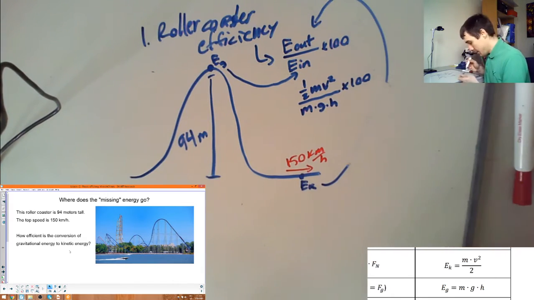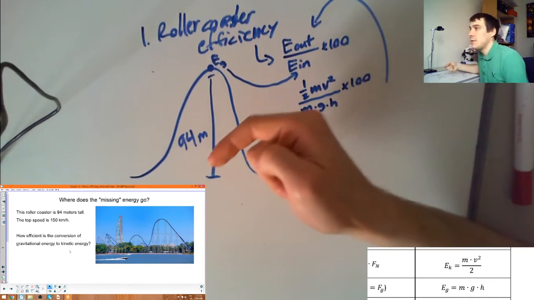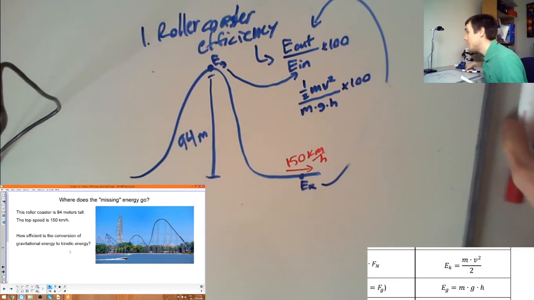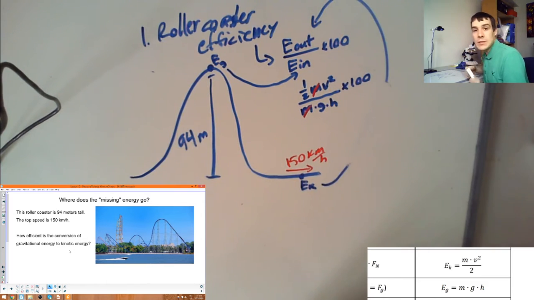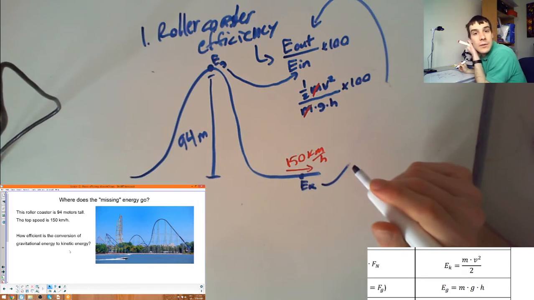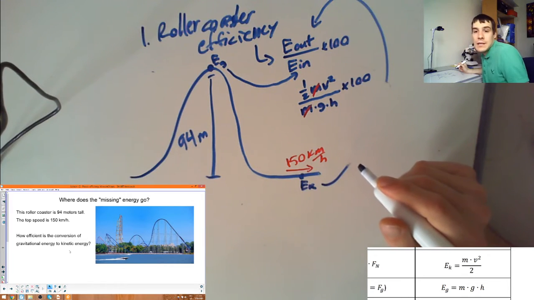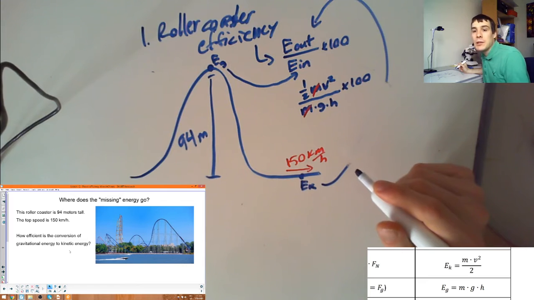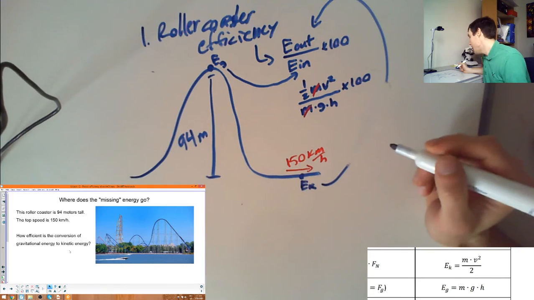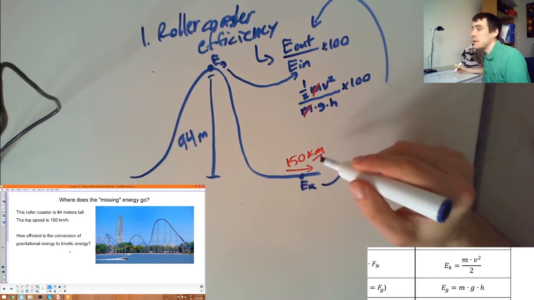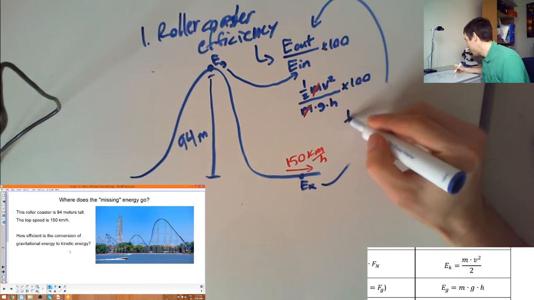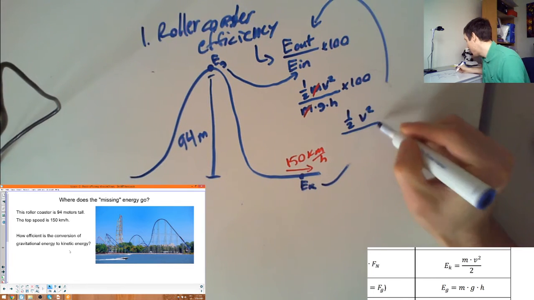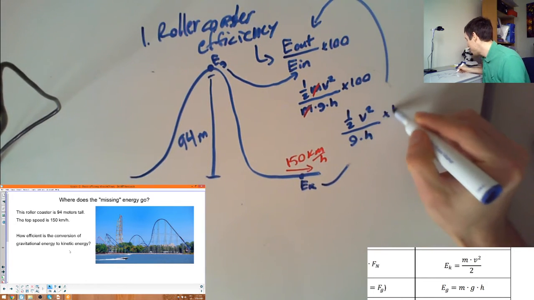I'm going to erase this here just so that we have a bit more room to work. Then magic happens. Notice that I didn't give you the mass of the roller coaster because you don't need it. Because there's mass on top and mass on the bottom, those reduce to 1. So you don't actually need to know the mass of the roller coaster. And indeed, every time the roller coaster goes, it's got a different mass because there are different amounts of people on it. But it's a similar top speed every time. Mass drops out. We end up with 1/2 v squared over gh times 100.